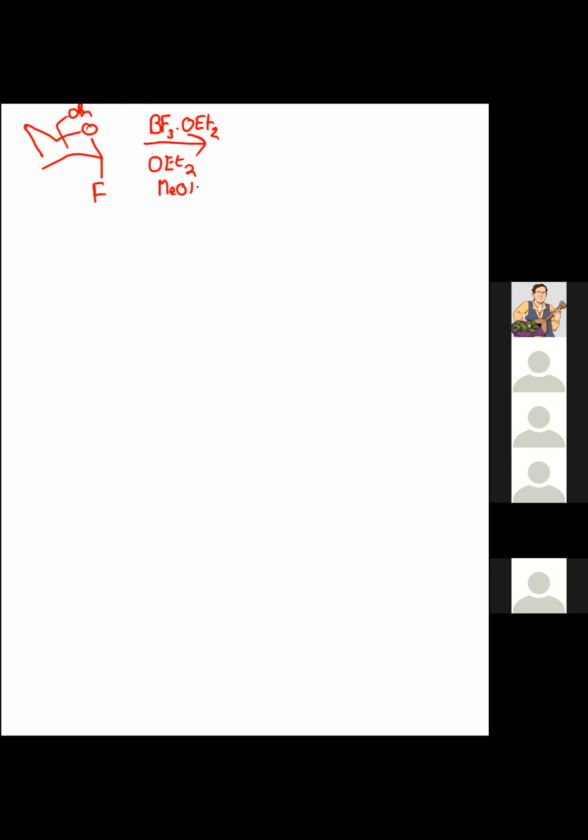So this is BF3 etherate. It doesn't actually have a fancy name. It's BF3 etherate. And what it's going to do is, we're in ether. It's kind of gentle with the fluorine. And so we're going to favor this SN2 kind of thing, because you can imagine, I don't know if any of you have seen BF4. That's a thing. It's a pretty stable anion. And so boron doesn't really mind becoming BF4.